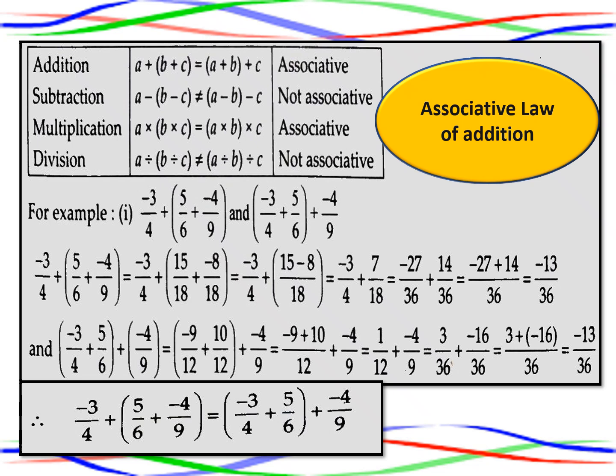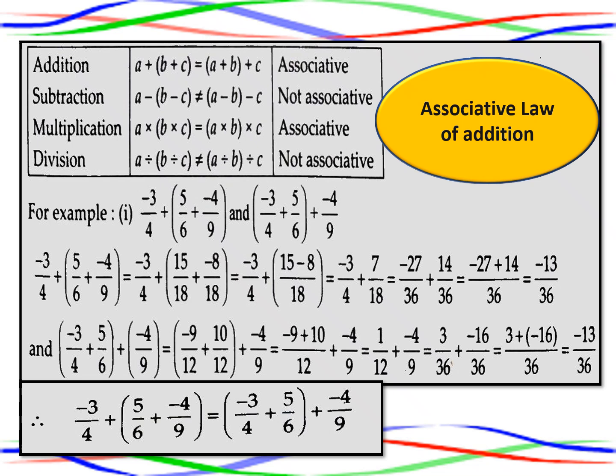That is the LHS. Now consider the RHS. Minus 3 by 4 and 5 by 6 are first added. 9 by 12 is equivalent of minus 3 by 4 and 10 by 12 is equivalent of 5 by 6. So when these are added, you get 1 by 12 and that is being added to minus 4 by 9.